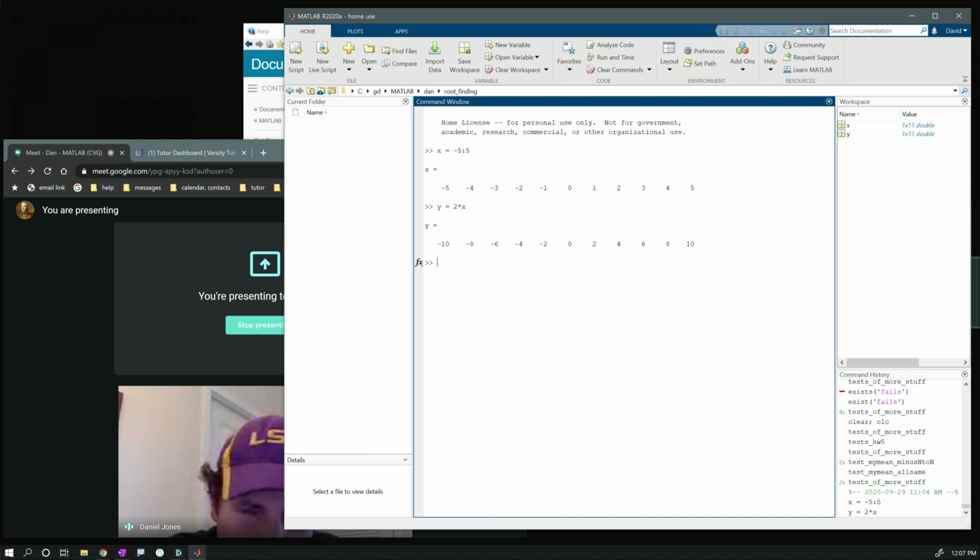Wait, because it's a scalar times a vector, you don't have to use a period? Correct. Yep. If you don't remember which to use, just use the period, and it works just fine. Okay. We still get the same answer.